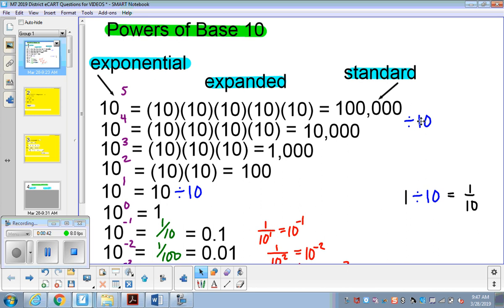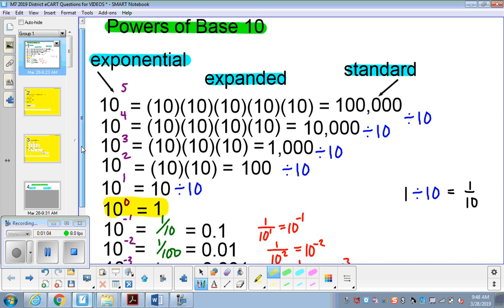So for the standard answer, when we see that we're dividing by 10, we then take 10,000 and divide it by 10 to get 1,000. Now, if we take 1,000 and divide it by 10, we get 100. 100 divided by 10 is this 10, and now 10 divided by 10 is this 1. This video also reviews right here that anything to the 0 power is always going to be 1.